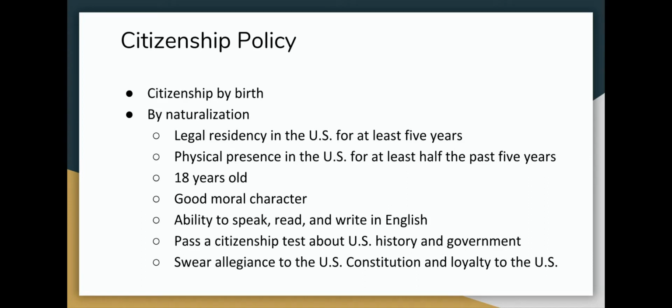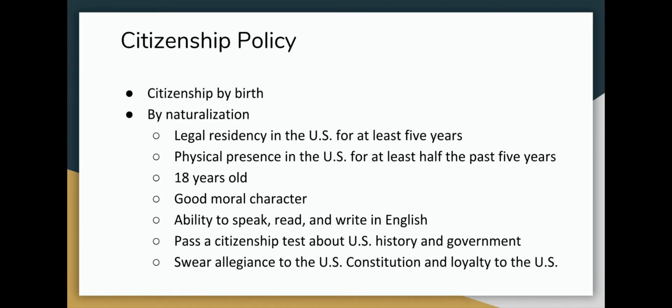Citizenship policy. You are a citizen by birth if you are born in the country. You can also become a citizen through naturalization, which requires you to be a legal resident for 5 years. You need to live within the United States for at least half of the last 5 years.